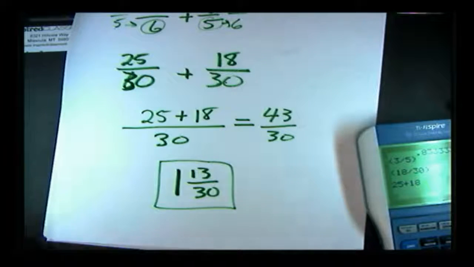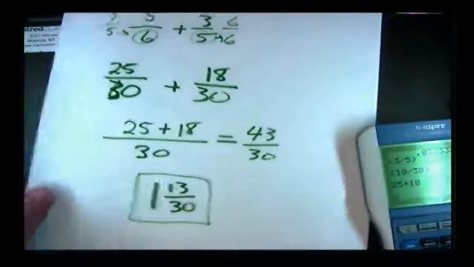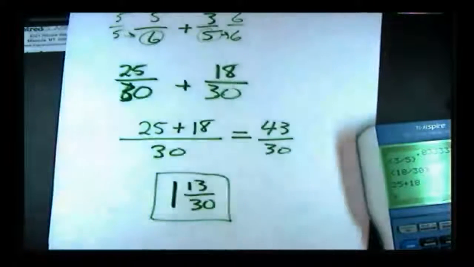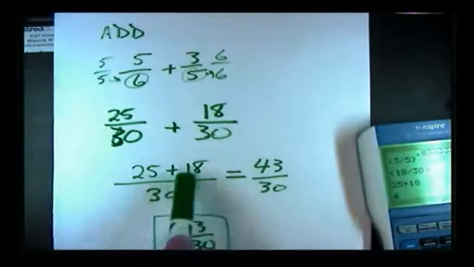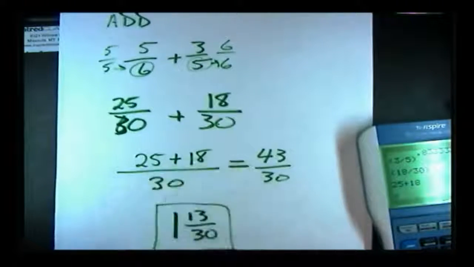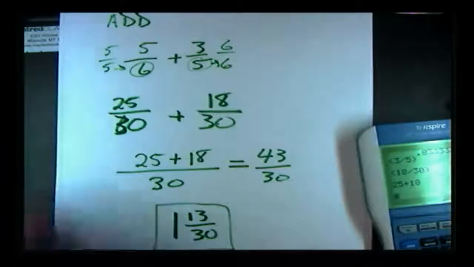So that was adding fractions. The same goes for subtracting fractions. Everything's pretty much the same. You would move it up and you would do 25 minus 18 if it was a minus. And then simplify.